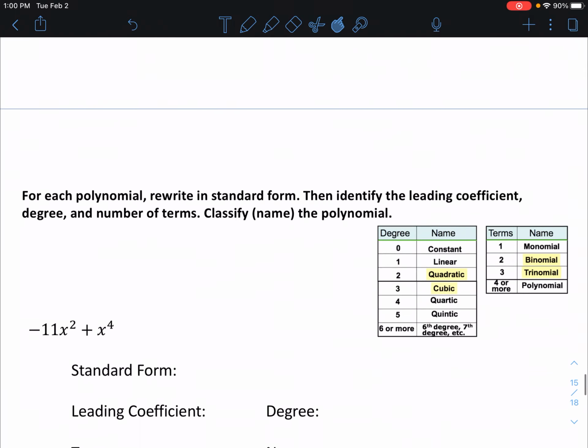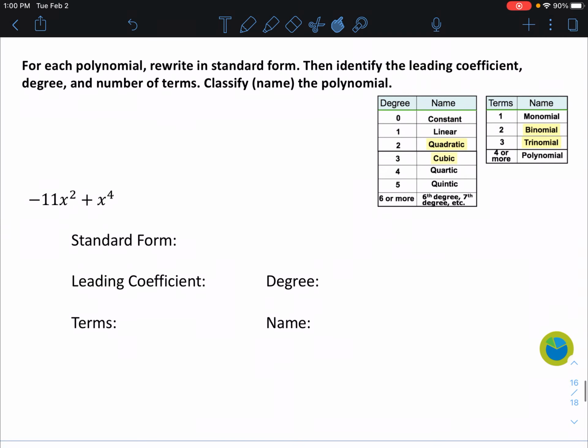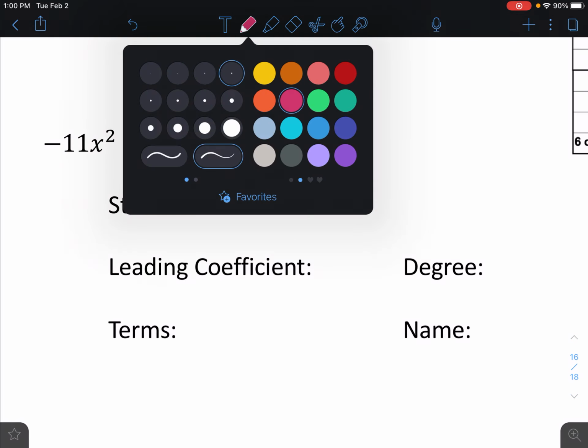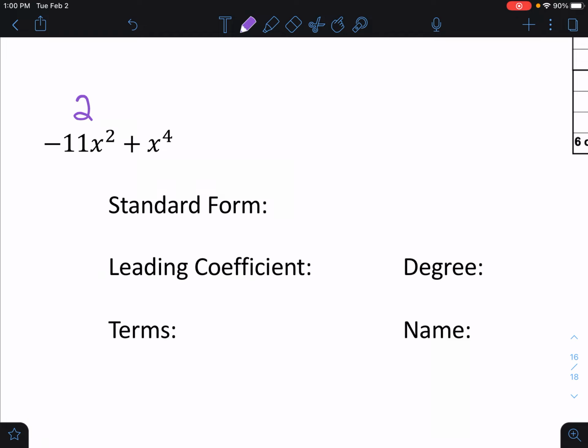All right, let's try one more. Make sure we're good. Okay, let's start with this one. Find the degree of each term. So here we go. This is 2, this is 4. Standard form then. I want to start with this one. It'd be positive x to the 4th. Because it's the first one, I don't need to put that plus sign there. If it was negative, I would need that there. Okay, and then next I would have this, minus 11x squared. Okay, cool. Done with standard form.